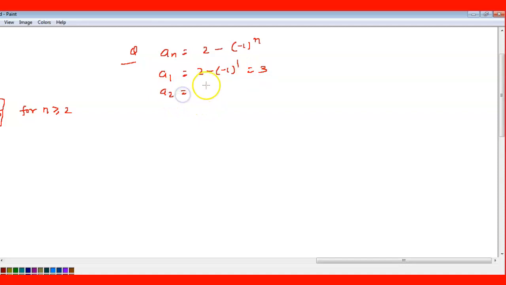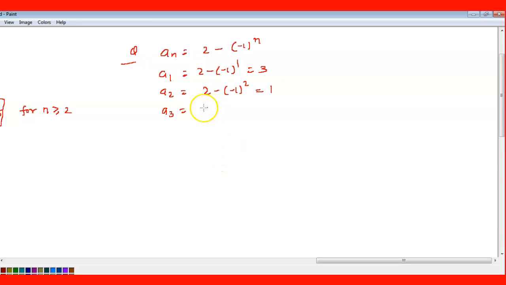a2: 2 minus 1 to the power 2, this becomes positive. 2 minus 1 becomes how much? 1 only, right? So we are still not getting a conclusion about what the series is. So you can find one more term, a3, a4, and then we can check out the order of increment or decrement of this series, right?